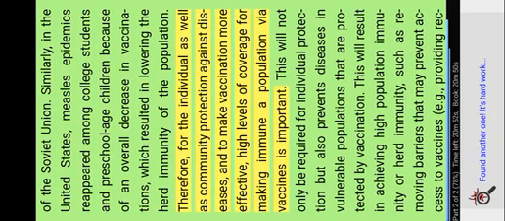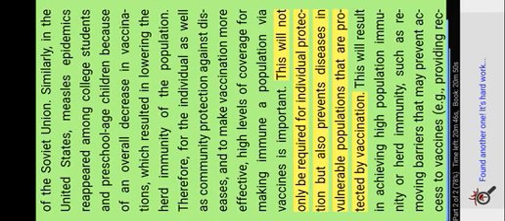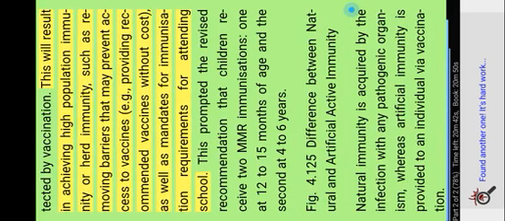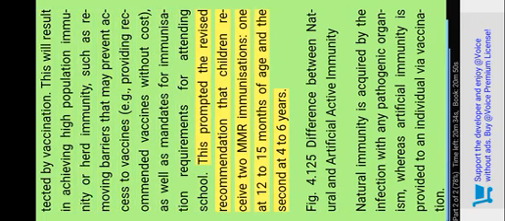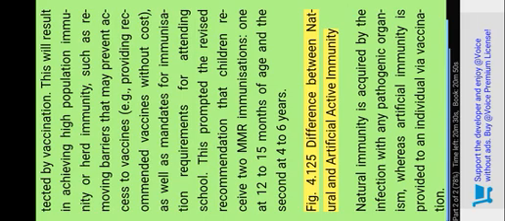Therefore, for individual as well as community protection against diseases, and to make vaccination more effective, high levels of coverage for making a population immune via vaccines are important. This is required not only for individual protection but also to prevent diseases in vulnerable populations that are protected by vaccination. This will result in achieving high population immunity, or herd immunity, such as by removing barriers that may prevent access to vaccines, e.g., providing recommended vaccines without cost, as well as mandates for immunization requirements for attending school. This prompted the revised recommendation that children receive 2 MMR immunizations, one at 12 to 15 months of age and the second at 4 to 6 years. Figure 4.125 Difference between natural and artificial active immunity.